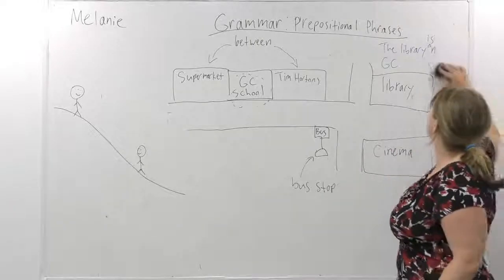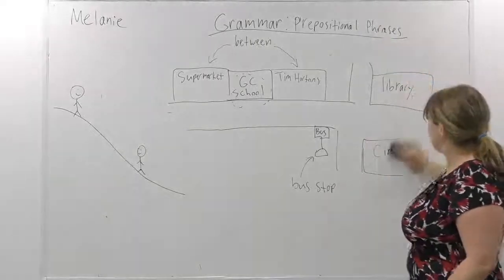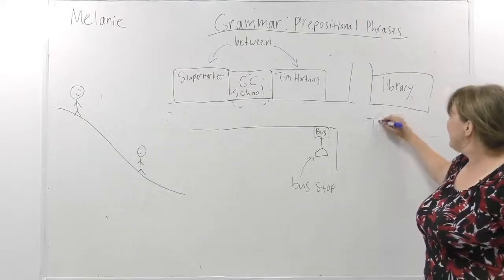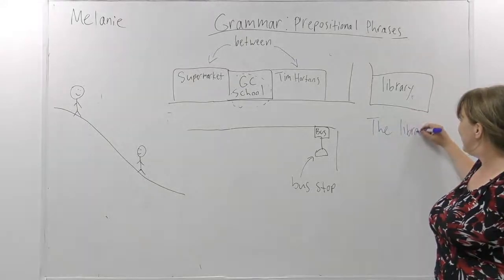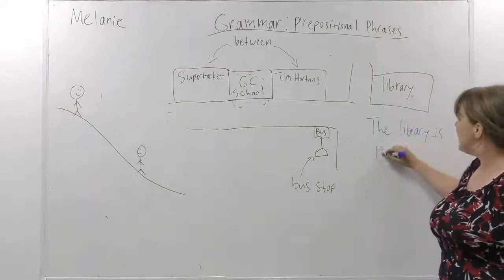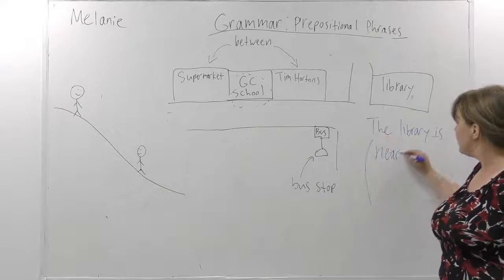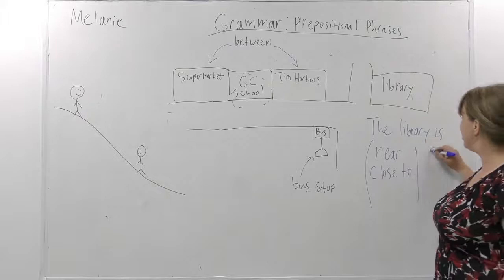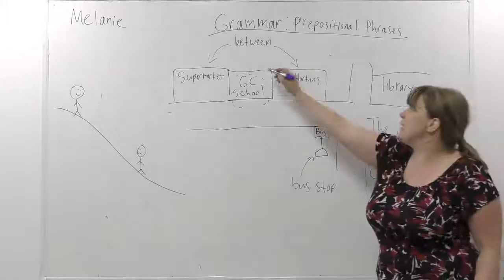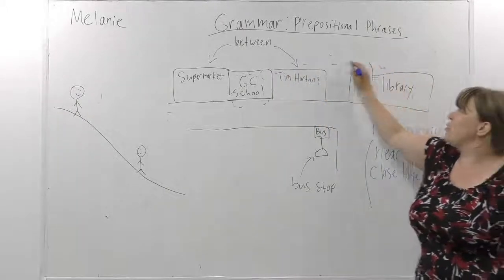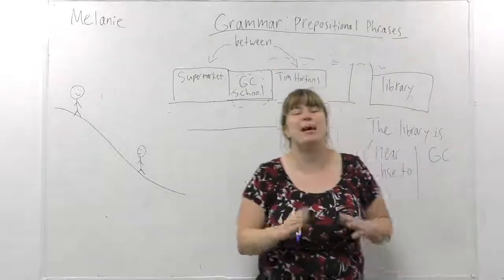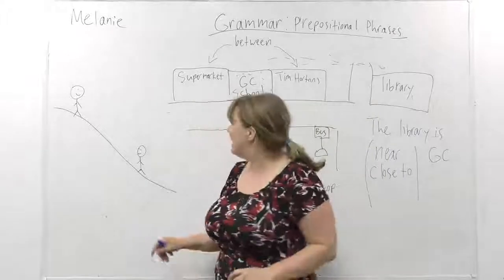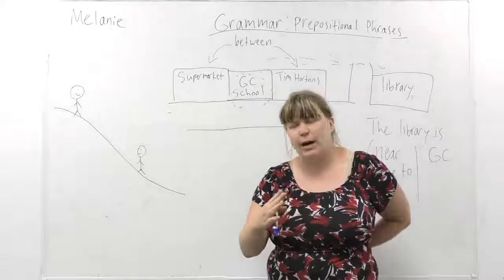Let me rewrite that out. My apologies. This is too small. Okay, so let's get rid of the cinema. The library is near, or you could say close to GC. So this means it's not too far away. It's near. So that means you're close to it. All right. And I think this is the last one.